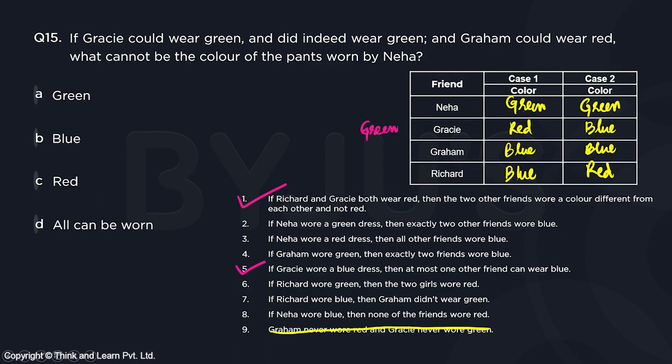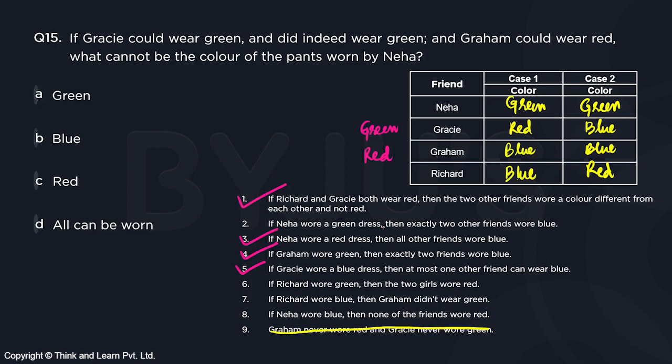Now we will have two possibilities. One, where Graham will wear red, or Graham will not wear red. So suppose Graham wears red. Now if Graham wears red, then if Graham wore green, this is taken care of. And then the third statement says if Neha wore a red dress, then all other friends wore blue. Not all other friends are wearing blue. So yeah, the third statement is also taken care of.